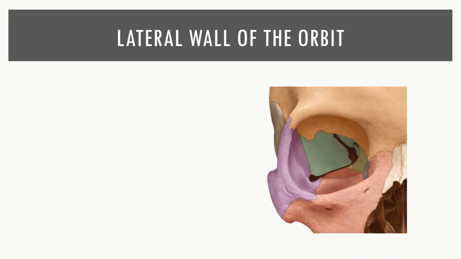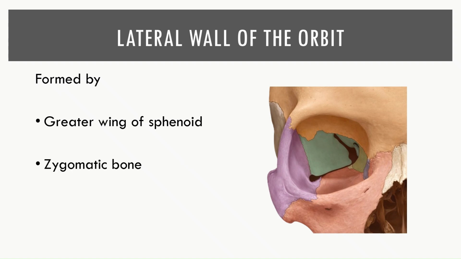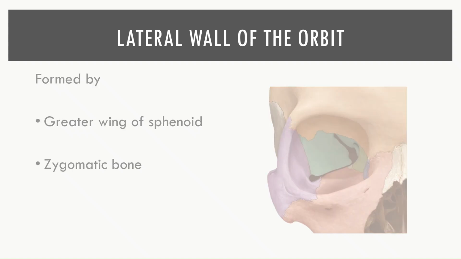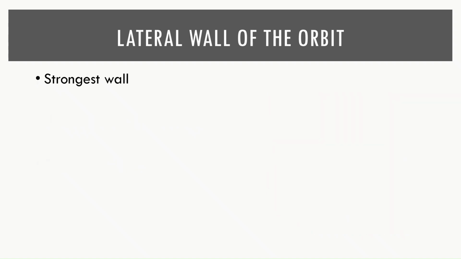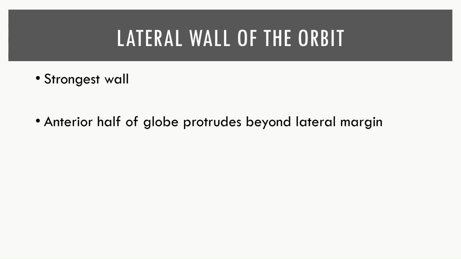Lateral wall of the orbit. The lateral wall is composed of the greater wing of sphenoid and the zygomatic bone. It is the strongest wall of the orbit. However, because the anterior half of the globe protrudes beyond the lateral orbital margin, it is particularly vulnerable to lateral trauma.